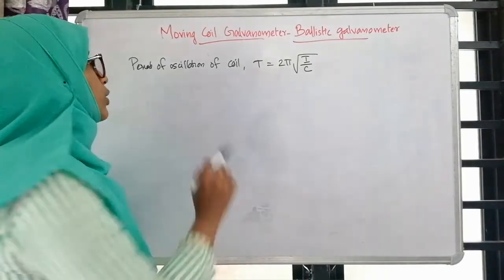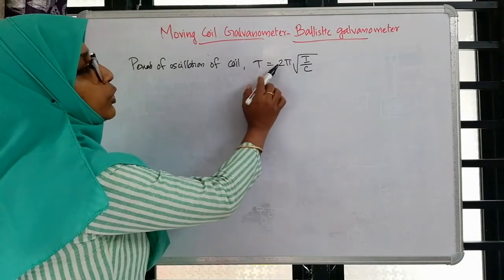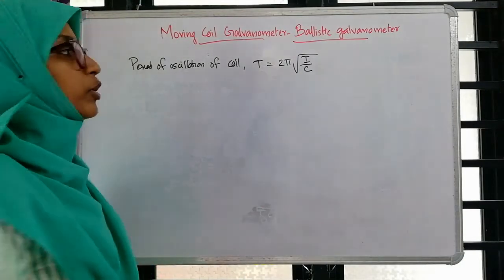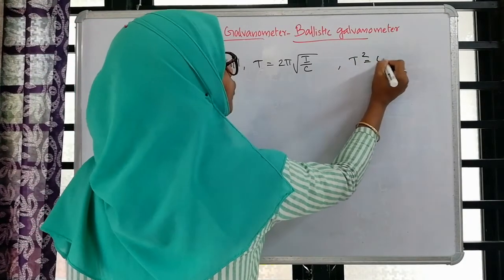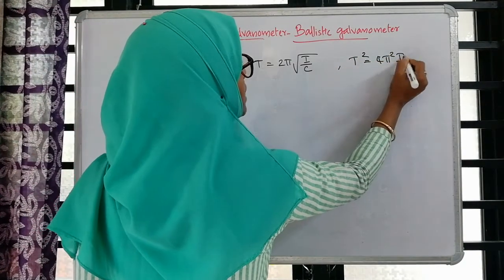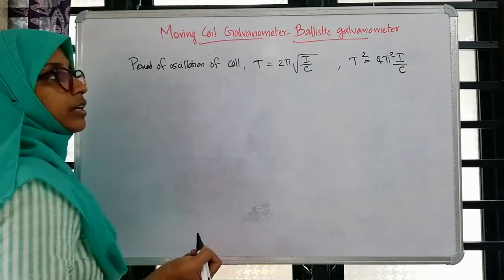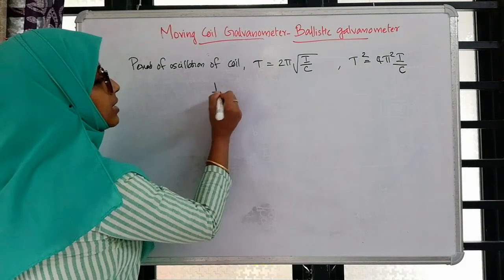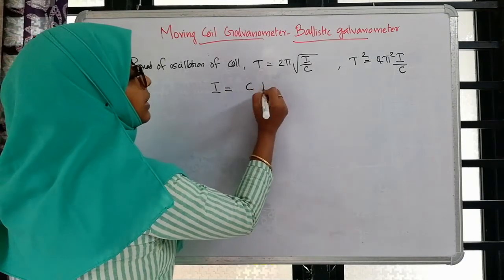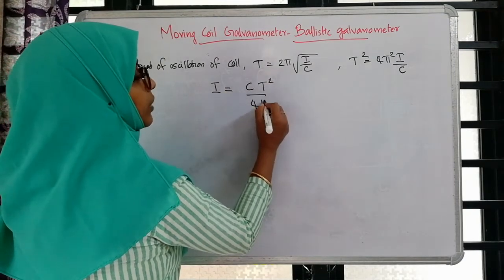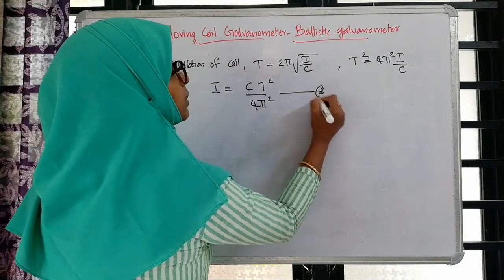Now we know the period of oscillation of the coil, T is equal to 2 pi root I by C. I am going to square this equation, that is T square is equal to 4 pi square I by C. Now we can rearrange this equation to get the expression for I, that is I equal to C T square by 4 pi square, and this is equation number 3.